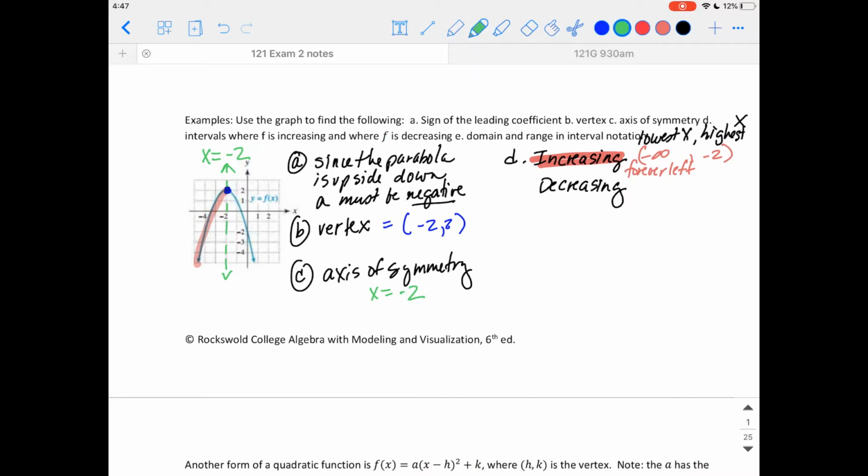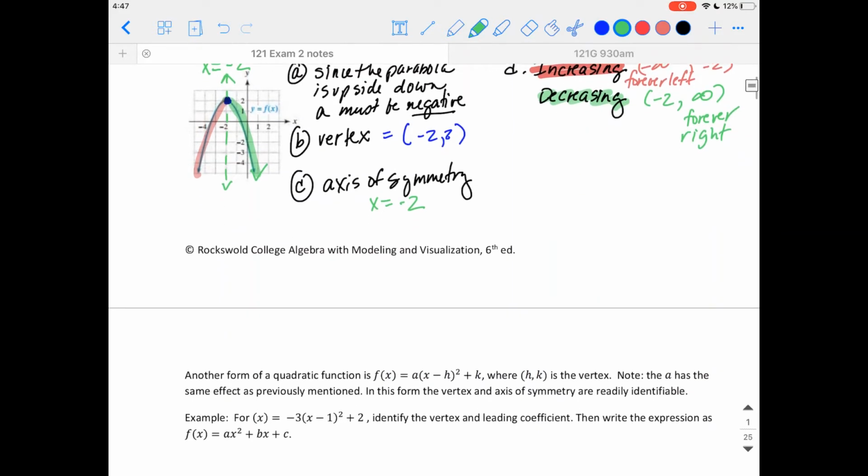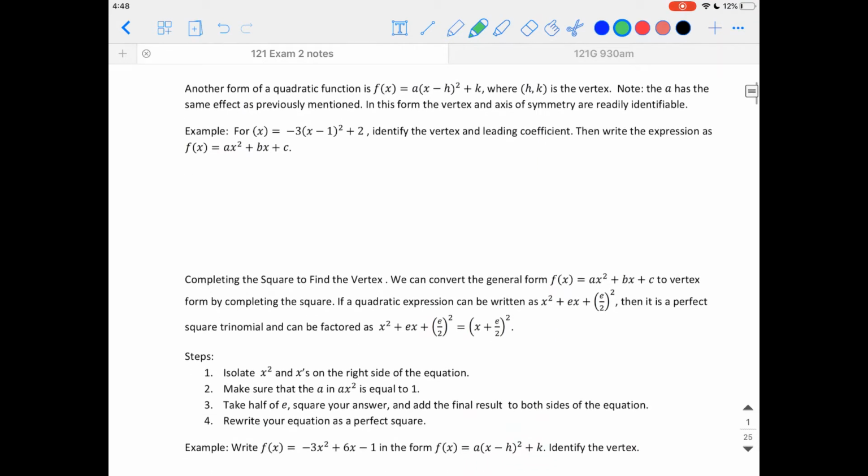Now for decreasing, this is the part of the graph that is decreasing right here. And it's still lowest x comma highest x, so I'm not going to write that down. My lowest x is negative 2 with the parentheses, and my highest x is going to be infinity because this is the part of the graph that's going, excuse me, forever right. Very slowly, but it is definitely going forever right. Moving right along. And again, please pause, go as fast or as slow as you need.